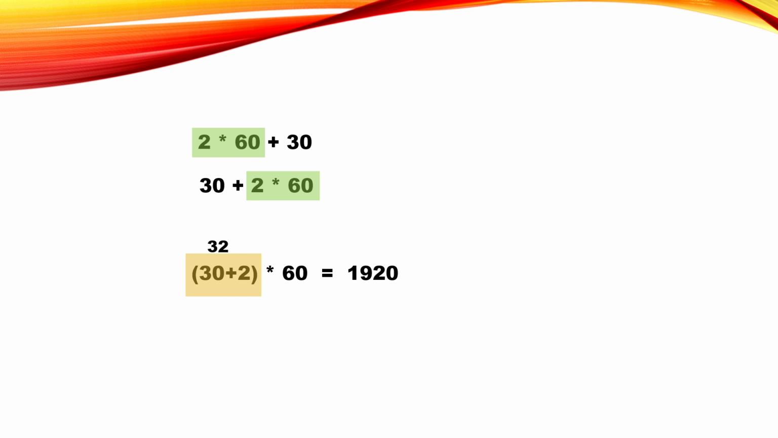In this expression, 30 plus 2, which is inside the parentheses, times 60, the result will be 1920. The expressions in the parentheses are performed first. So 30 plus 2 is 32. Then multiply the result by 60. Then we get the solution.